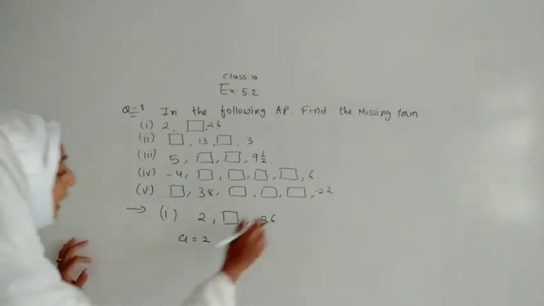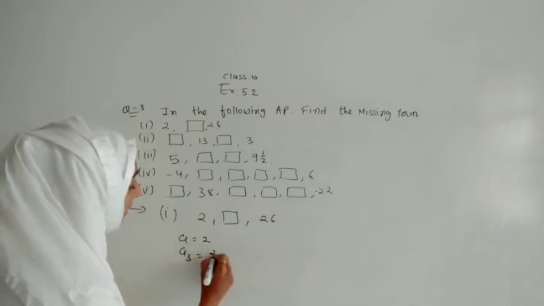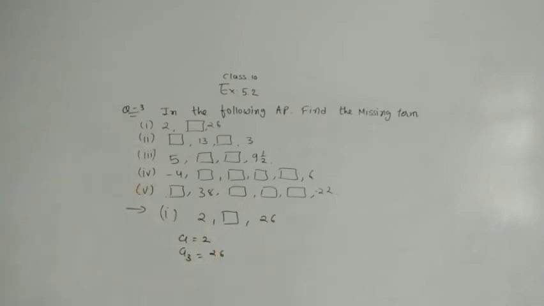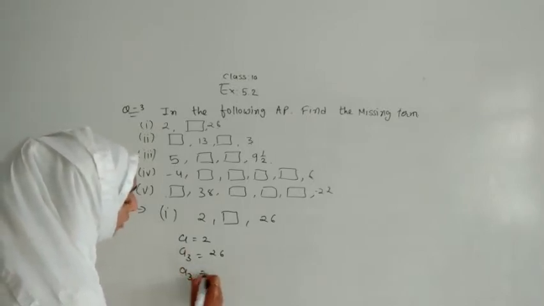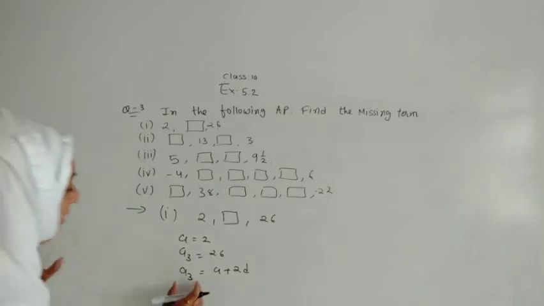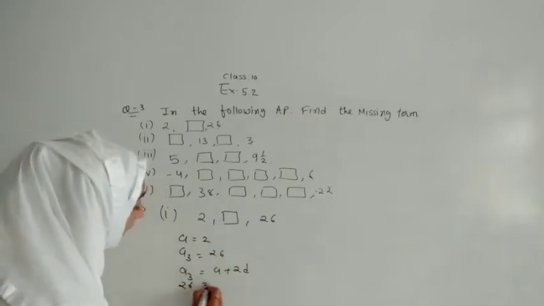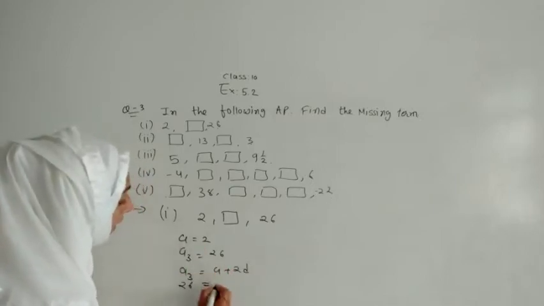So here let me tell you. So here the third term is given. The third term is given as 26. So let us substitute all the values that we have. So A3 actually is what? A3 actually is A plus 2D. Okay? So in the place of A3 I will write that 26 and here in the place of A I will write this 2 because A we have.